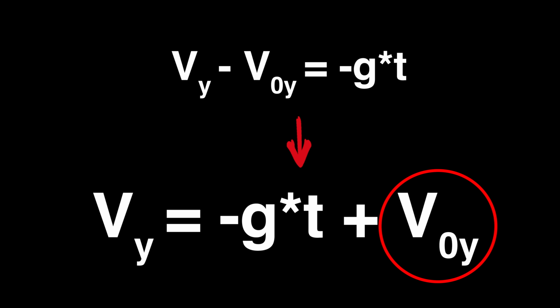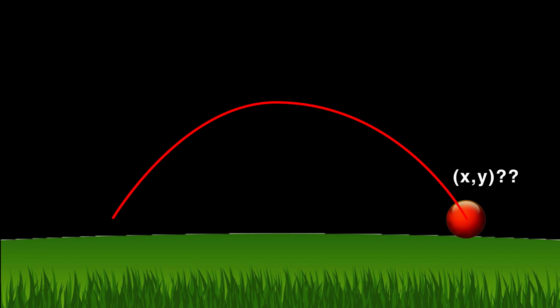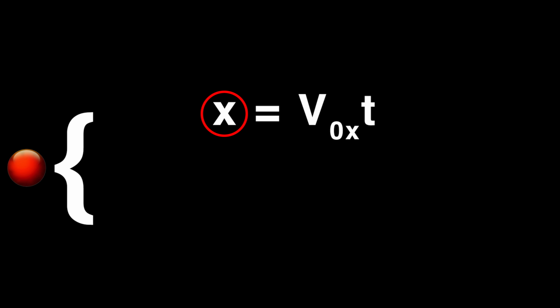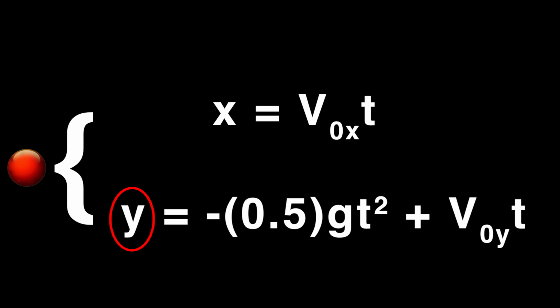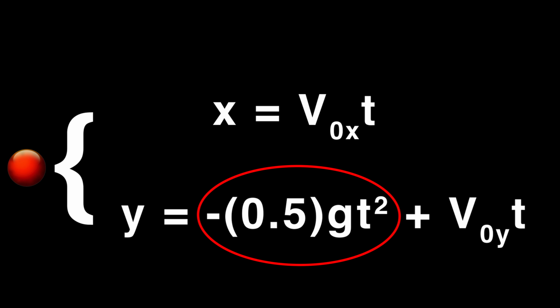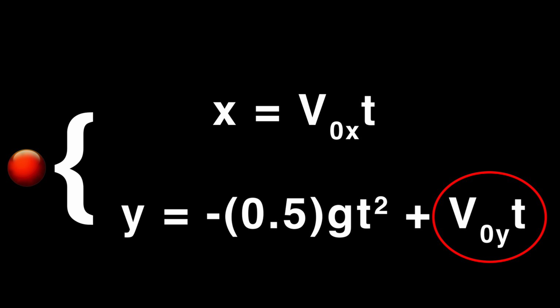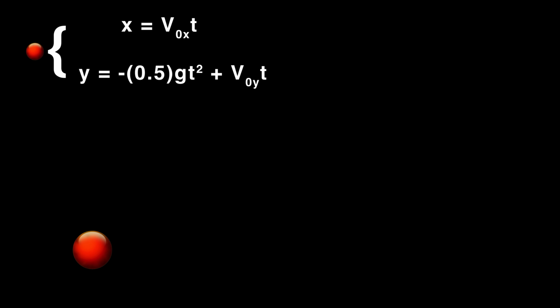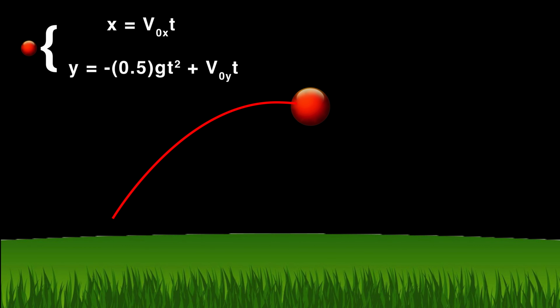The same process can be done to get our ball's position at any point in time during flight, and I'll spare you the details. We get that our horizontal position at any point in time is equal to our initial horizontal velocity multiplied by time, and our vertical position at any point in time is equal to the negative half multiplied by gravity multiplied by time squared, plus our initial vertical velocity multiplied by time. And now we have all the equations we need to describe and predict our ball's motion.